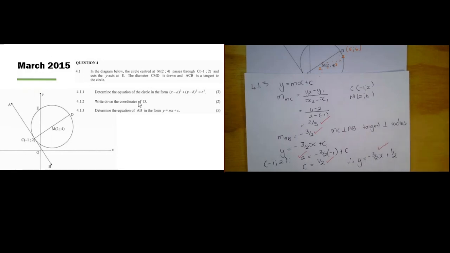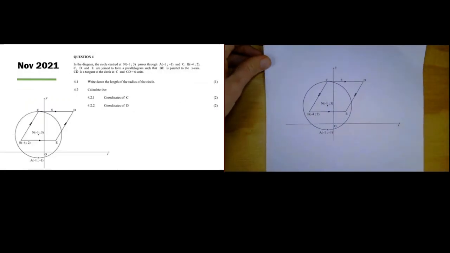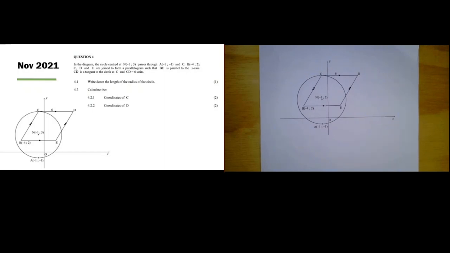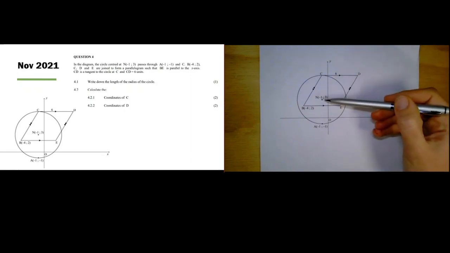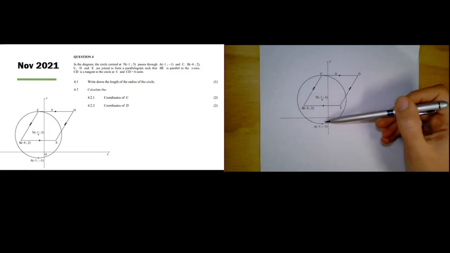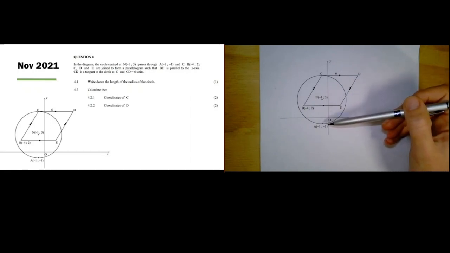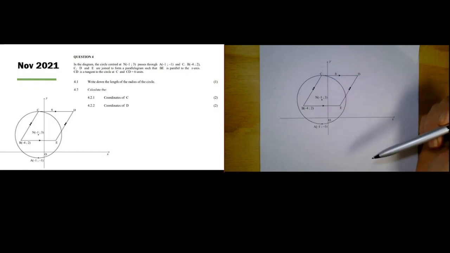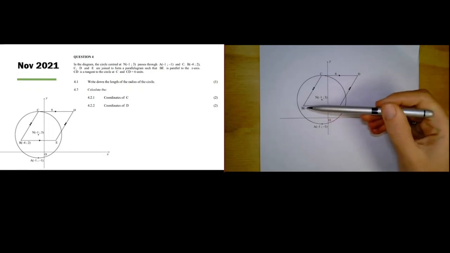Let's go see what our next question says. Let's go look at November 2021. They give us this question. They say, in the diagram, the circle centered at N, which is negative 1, 3, passes through the coordinate A, negative 1, 1, and C. B is the coordinate negative 4, 2.